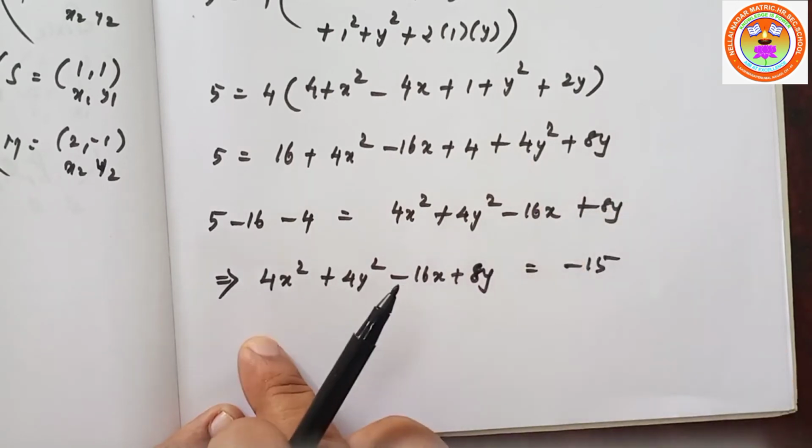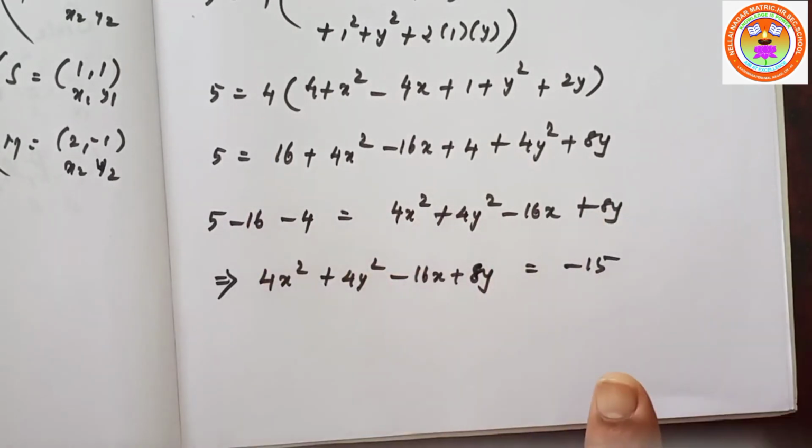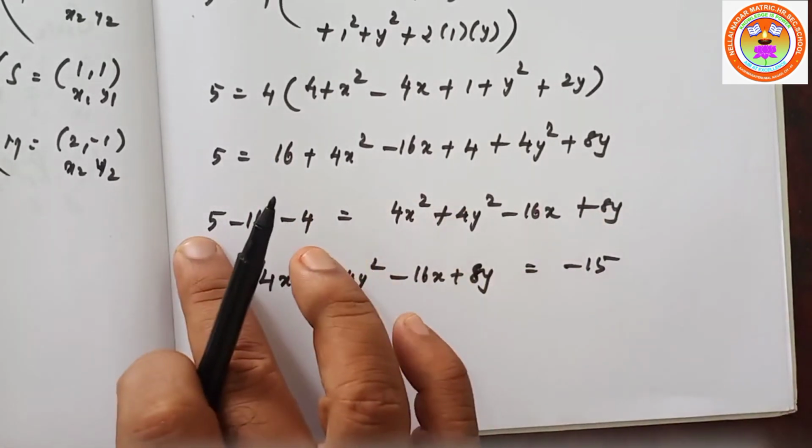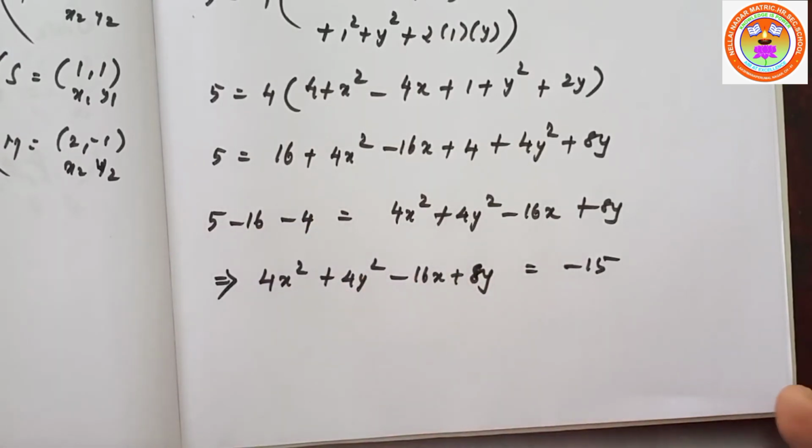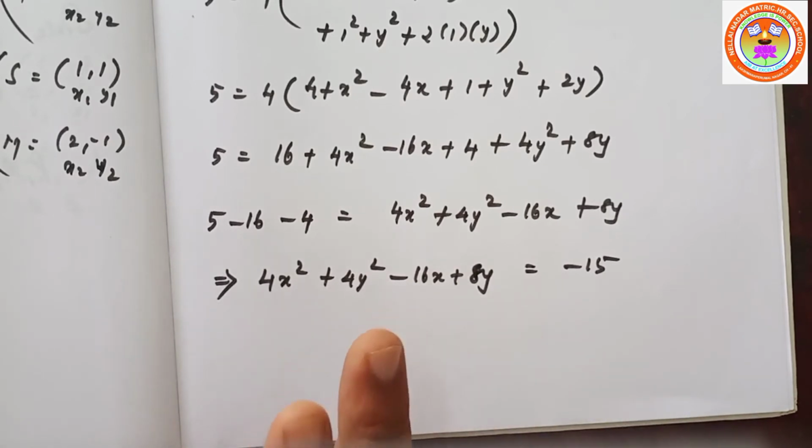I have written RHS and LHS, no change of sign. Write as it is. The value here is minus 15. Okay. We have two variables, x as well as y. One variable has to be eliminated.